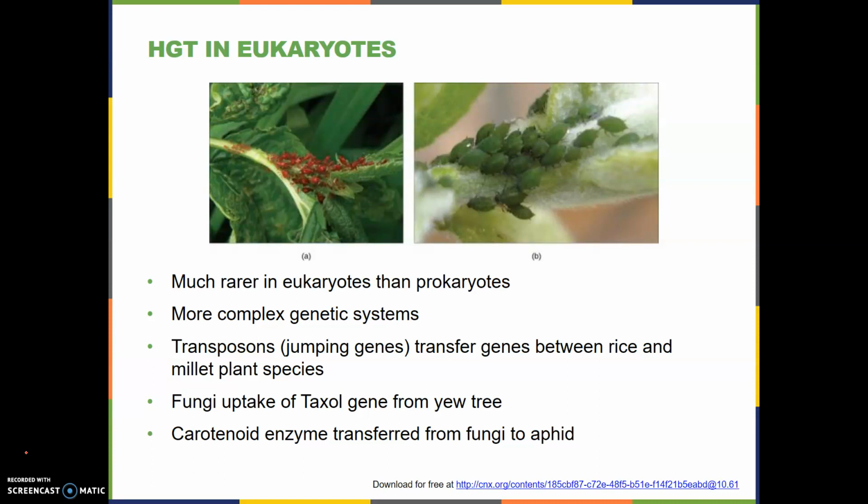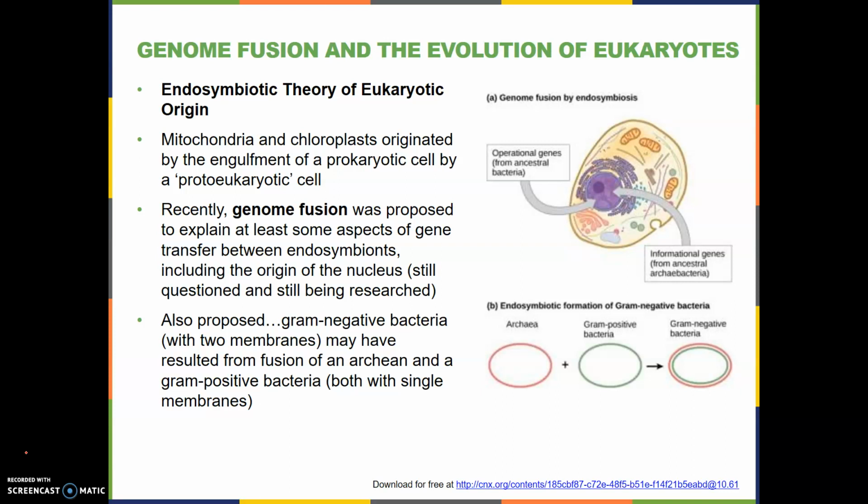explanation of the slides. So, horizontal gene transfer in eukaryotes is rare, but there are some examples listed here. There's no study guide questions about these, so I'm going to let you read them on your own. They're just different examples of horizontal gene transfer in eukaryotes. So I'm going to move on to this because there are some questions about the endosymbiotic theory.